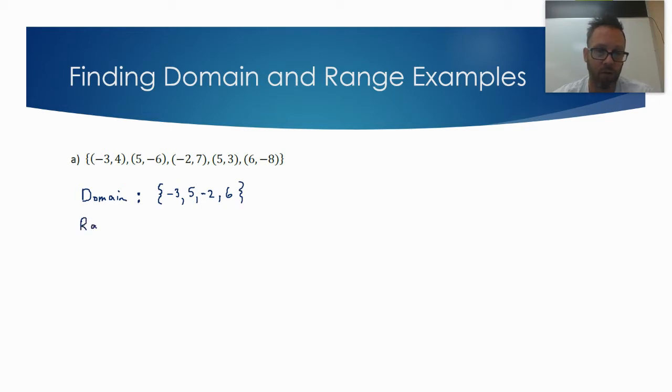What's the range? So what y values come out? Well, let's list the y values. 4, -6, 7, 3, and -8. So in our first example, listing domain and range, we listed the x values, we listed the y values. There were only a few of them, so it wasn't a big deal. We just wrote them as a list.